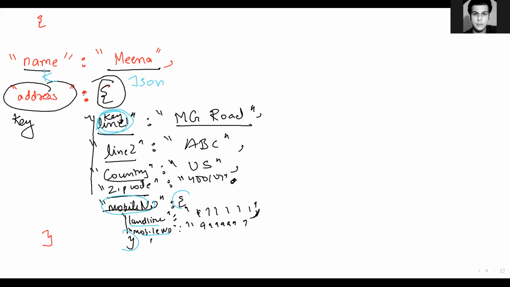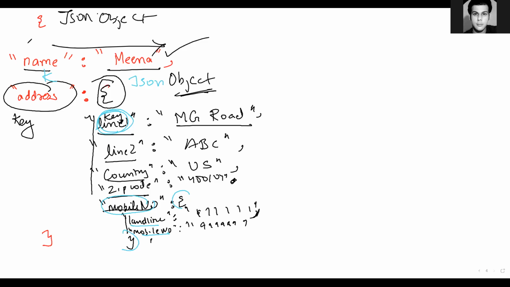Now, what is the value of name? Meena. Pretty straightforward, because that's what you saw. What is the value of address? Another JSON. One word we add here is, the full word, if you want to call it, is JSON object. I did not want to bring that technical word, because people think about object as a different thing. This is a simple JSON object that you created here. We call it JSON, but the full name is JSON object. This is what you have created.